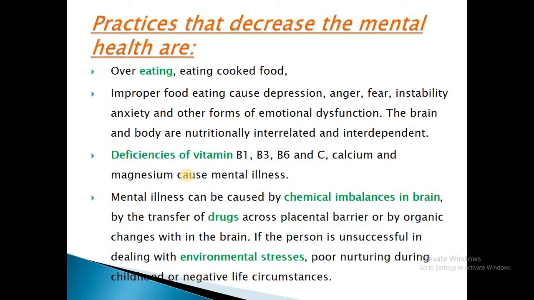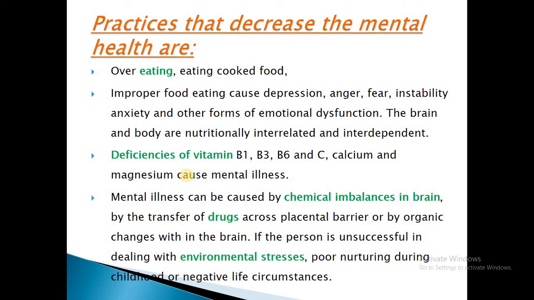What are the practices that decrease mental health? Practices that decrease mental health are overeating and eating cooked food. Also, improper eating causes depression, anger, fear, instability, anxiety, and other forms of emotional dysfunction. The brain and the body are nutritionally interrelated and interdependent.